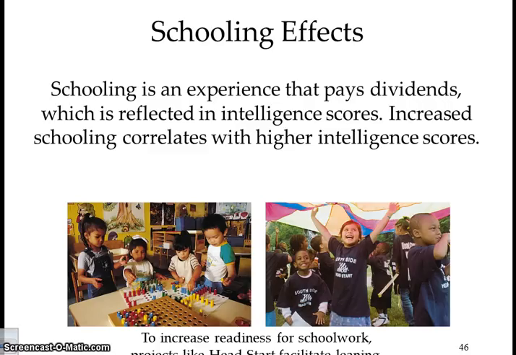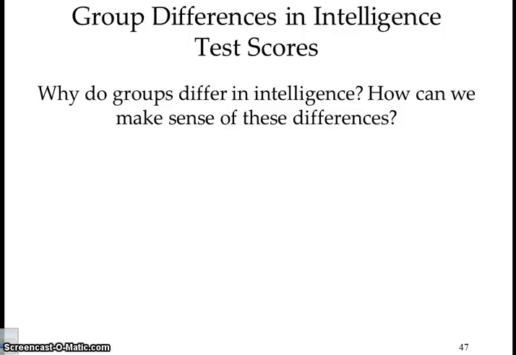So schooling is an experience that pays dividends, and it's reflected in our intelligence scores. Increased schooling correlates with higher intelligence scores. And we know this is why we do programs like Head Start or More at 4 here in North Carolina. We have children go to school earlier so that they'll have a better footing, a better foundation for later on.